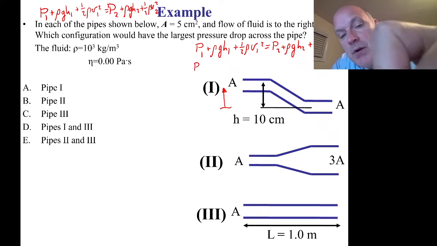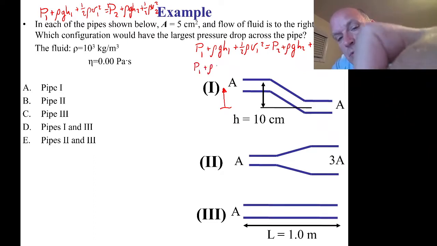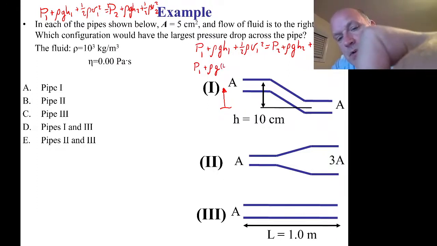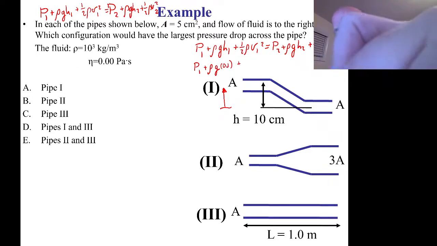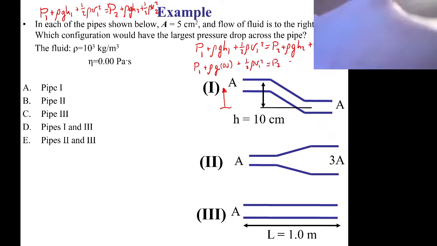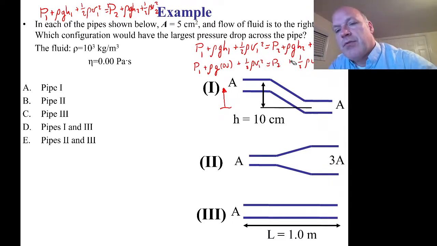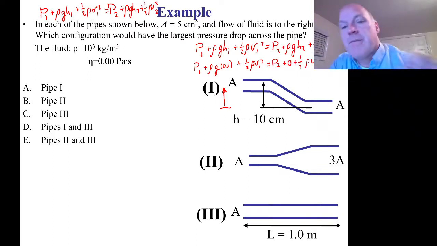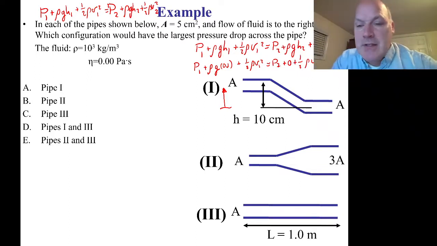So we're going to write down P1 plus rho g times 0.1, right? So, write it down, 0.1 meter, right? Plus 1/2 rho v1 squared is equal to P2, and this is going to be 0, plus 1/2 rho v2 squared. Okay? I could put in plus 0 if you like, so you know where that went. Okay? Because the height is 0 on that.